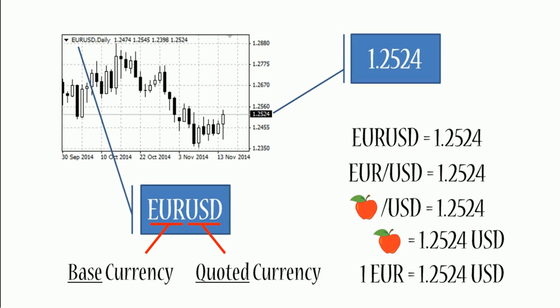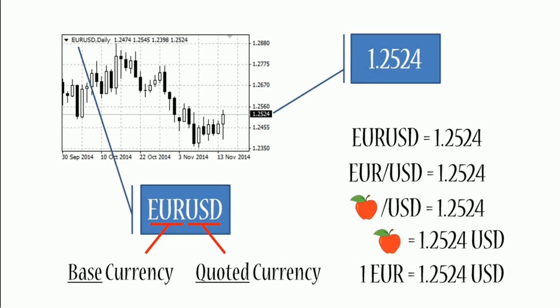So this means that at the point in time when the snapshot was taken, for 1 euro you would get 1.2524 US dollars. And conversely, to buy 1 euro, you would need 1.2524 US dollars. And this principle applies to any currency pair. The chart simply expresses the value of the base currency, which is on the left, quoted in terms of the quoted currency, which is on the right. So as new candles appear throughout the day and the price changes on your chart, you always know that this is simply the price of the base currency changing in terms of the quoted currency.